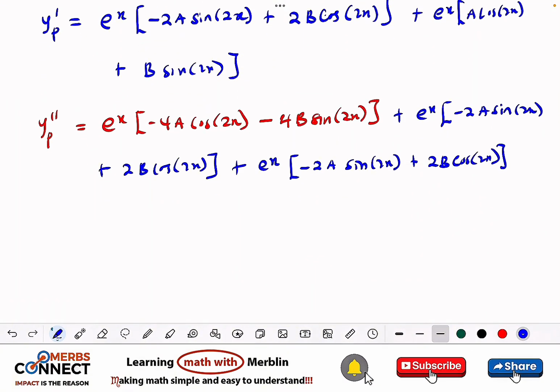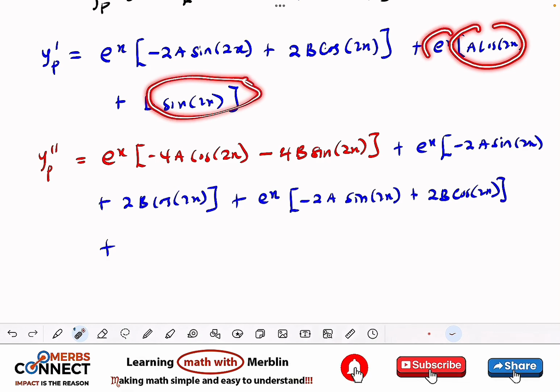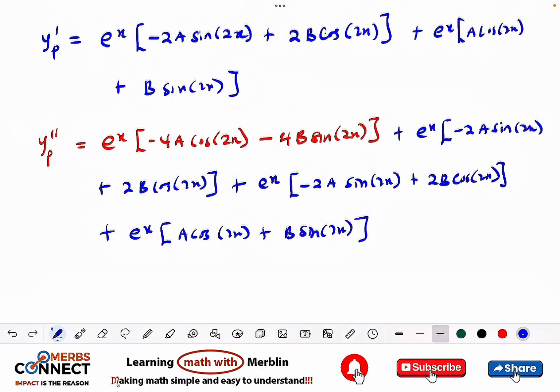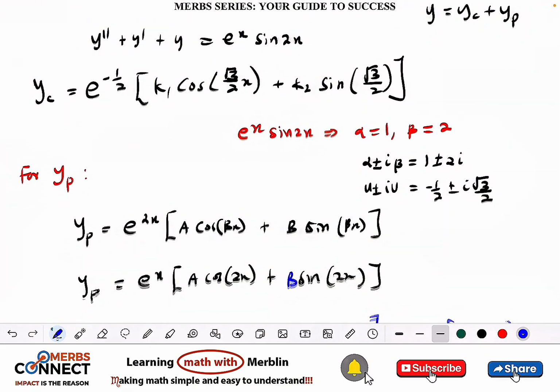Then plus, now I maintain this and differentiate e to the power x. So this one is kind of like maintaining this and differentiating everything, and I'm going to get the same thing again. I'm going to have a cos 2x plus b sine 2x. So here you need to pay a little bit of attention when you are dealing with the differentiation, right? The differentiation is what is going to cost us if you get it wrong.